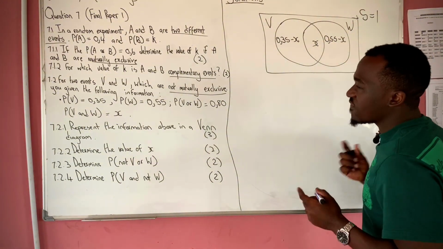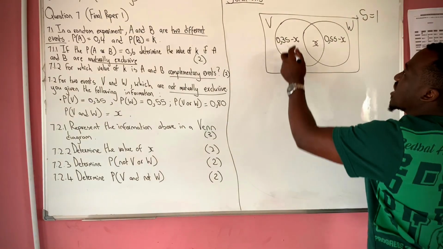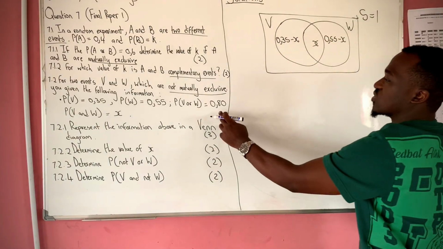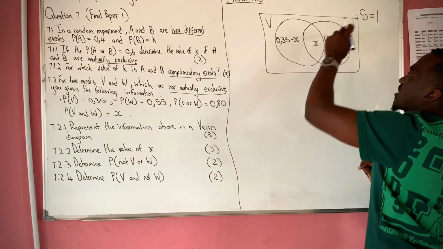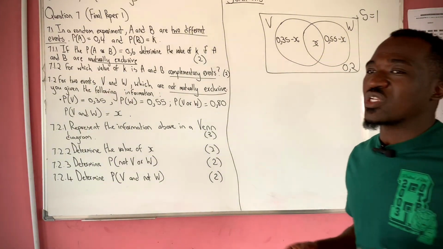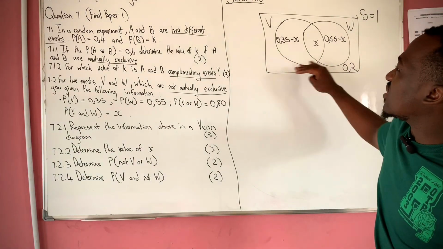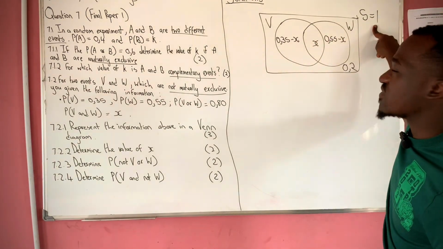Now we know that if P of V or W is equal to 0.80, then everything that is within these circles is equal to 0.80. Then we say 1 minus 0.80, we get 0.2, in order for us to know which part is not part of these two events, 0.2. So that when we add everything that is within this rectangle, it gives us 1.